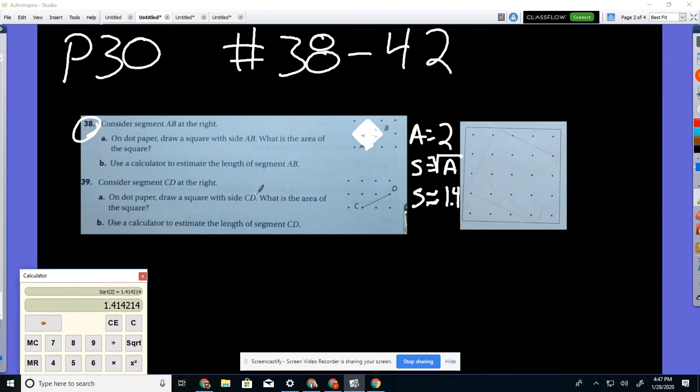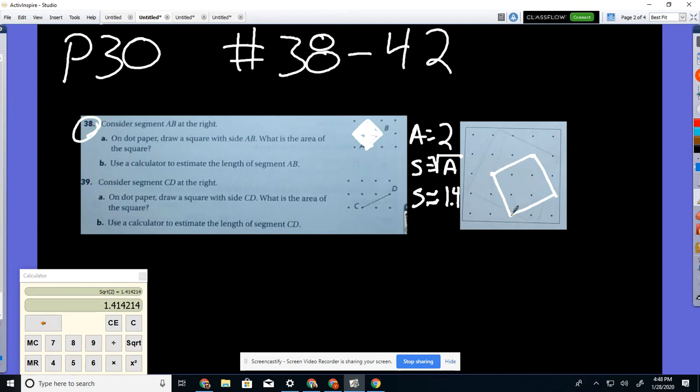Let's take a look at this segment on the right. I'm going to redraw this one. It's right here. I know because I go over 2 dots and up 1. So I'm going to finish off this square by following that same pattern: 2, 1, 2, 1, 2, 1, 2, 1. Those are the four corners of my square.